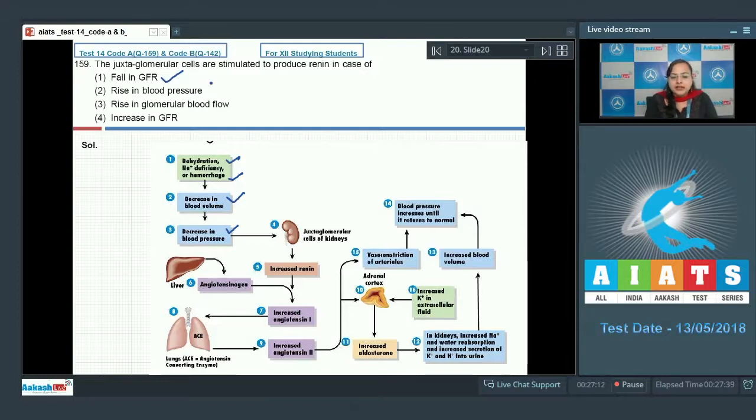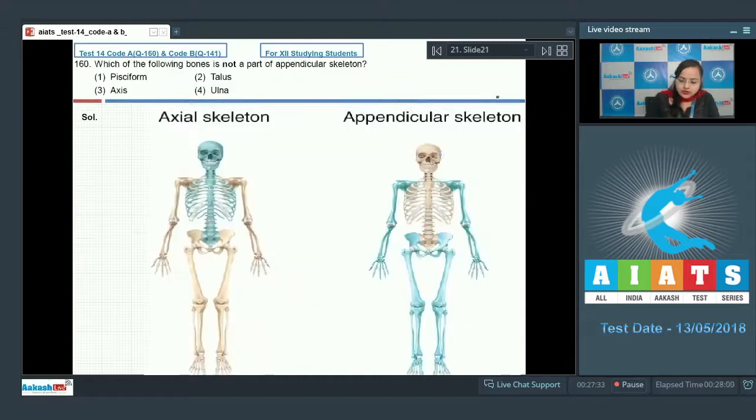Option 2 is given, rise in blood pressure. This cannot be an answer because renin is secreted in case of fall in blood pressure and fall in glomerular blood flow. And option 4 cannot be an answer, that is increase in GFR. So the correct answer for this question is option first. So let's proceed to our next question.